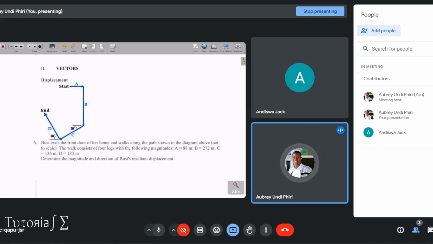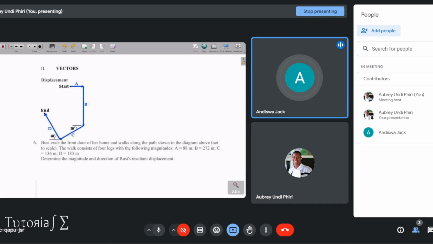Today we have a special guest all the way from South Africa. You can introduce yourself and what you're doing and where you're studying. Hello guys, I'm Andisa Jack. I'm doing mechanical engineering at CPUT.